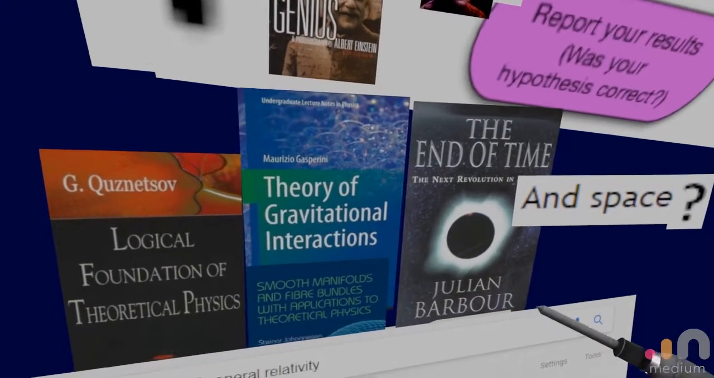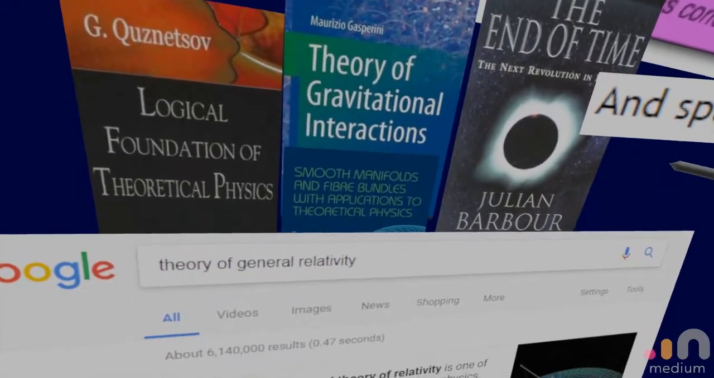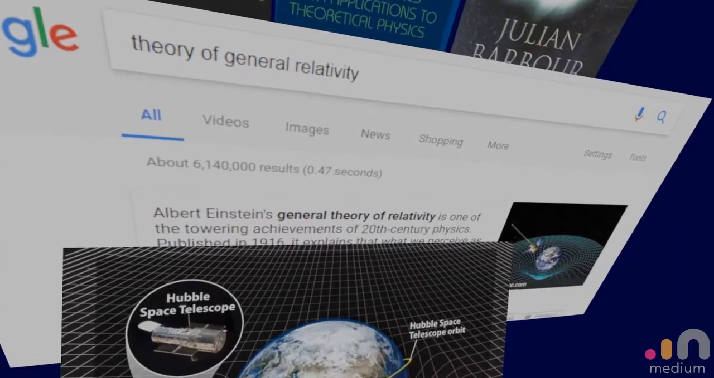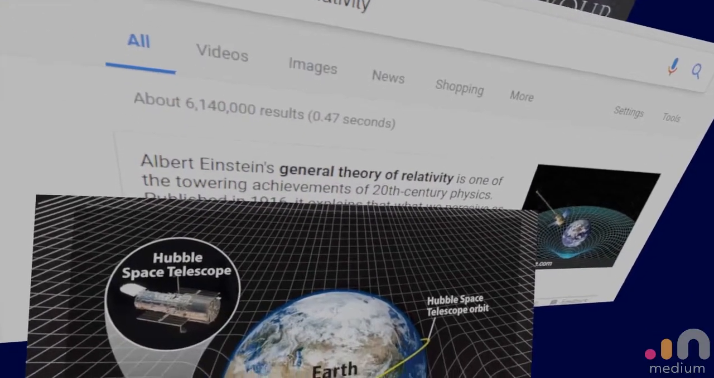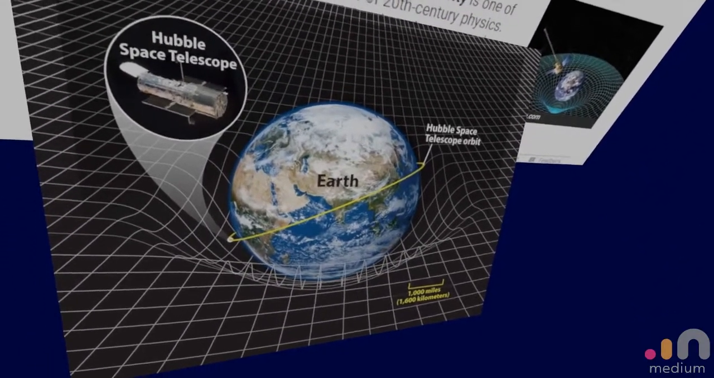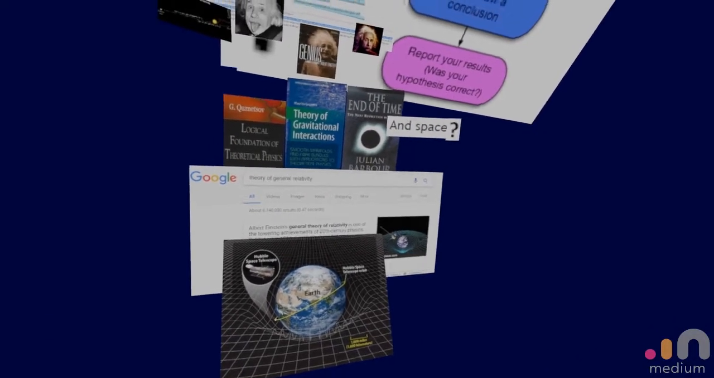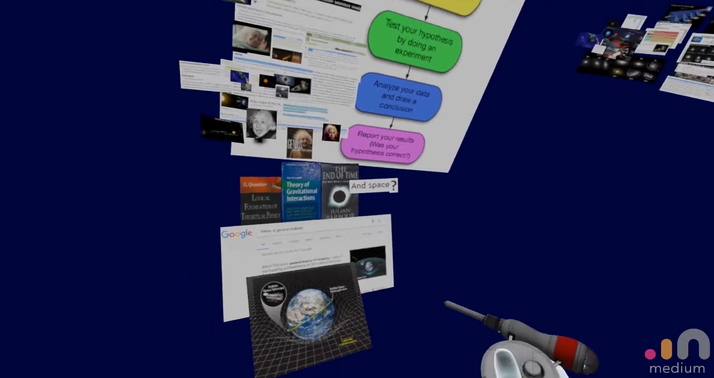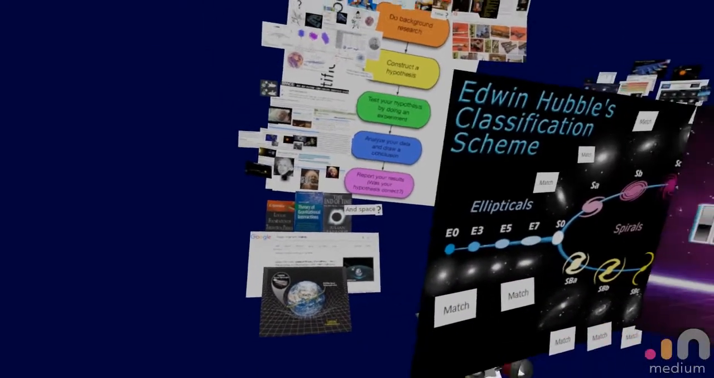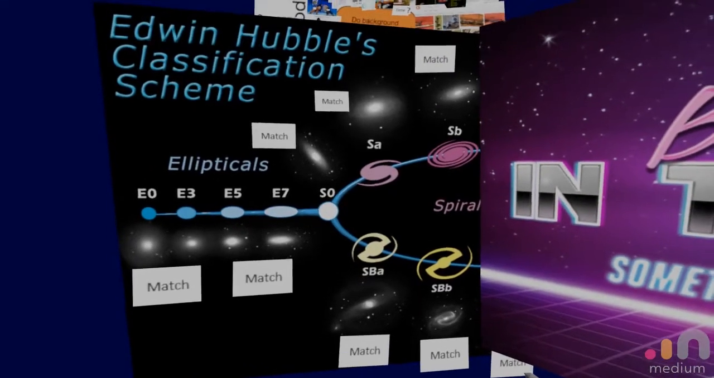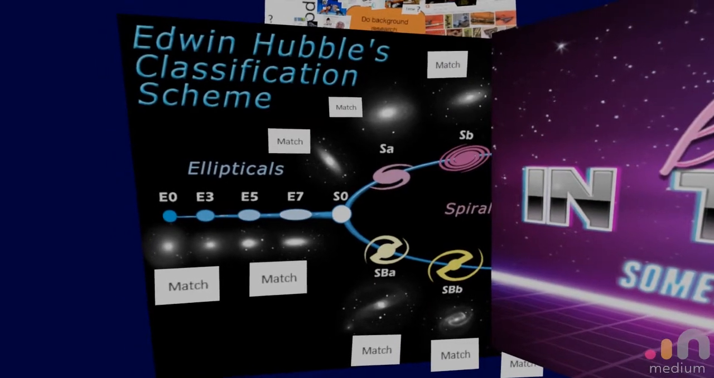And space. Whatever, I'm not sure how that all works now. Albert Einstein's general theory of relativity is one of the towering achievements of 20th century physics. It set the whole scientific paradigm for how we look at space. It's been great. It has predicted so many things. From 1916 forward, we kept seeing phenomena in space that matched predictions made by Einstein. So every galaxy that we saw matched perfectly.